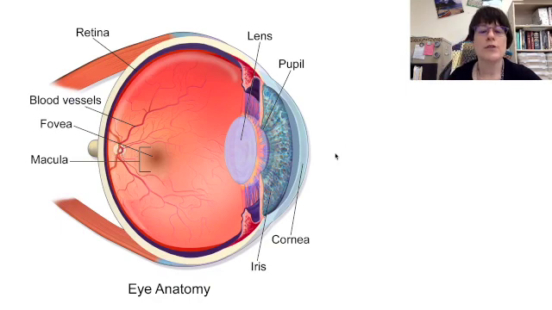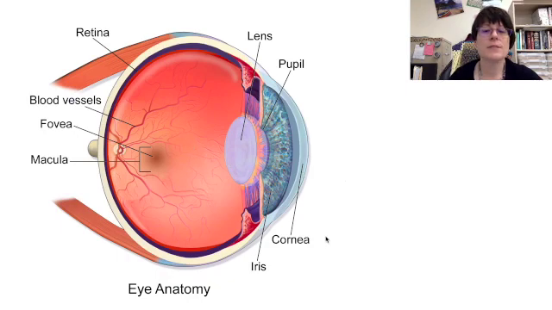So when you see something, the cornea is just this clear covering over the eye that allows light to pass through. The iris is the colored part of the eye, and it controls the size of the pupil, which allows different amounts of light in. If it's very light, your pupil will be smaller. If it's really dark, your pupil will be larger. The lens is what allows you to focus the image that comes in through the eye on the retina.